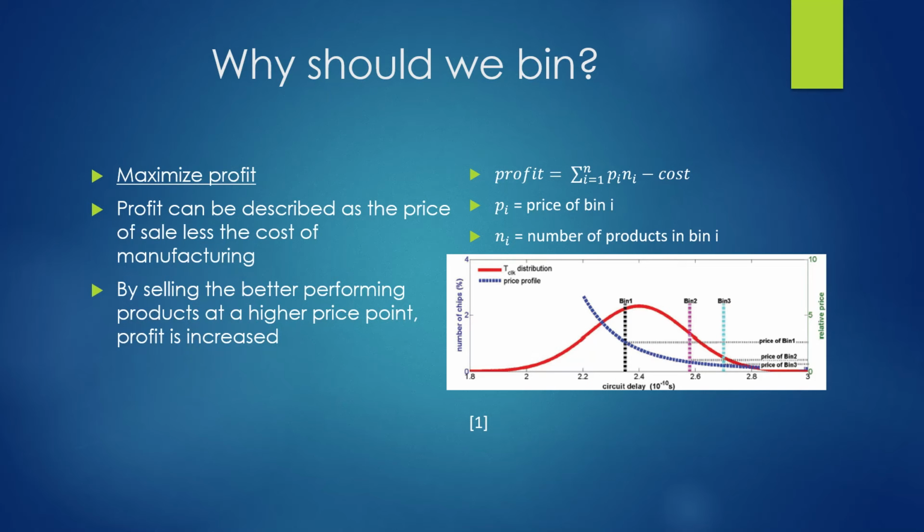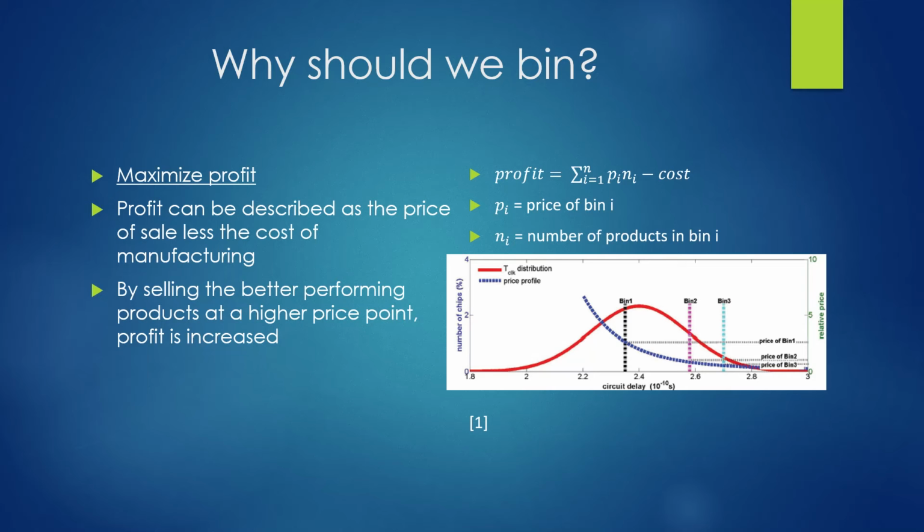So why do companies need to bin their semiconductor devices? The simplest answer to that is to maximize the profit. The simple way to describe the profit is the price of the sale less the cost of manufacturing the device. But by binning, the manufacturers are able to sell better performing products at a higher price point in an attempt to increase the profit.